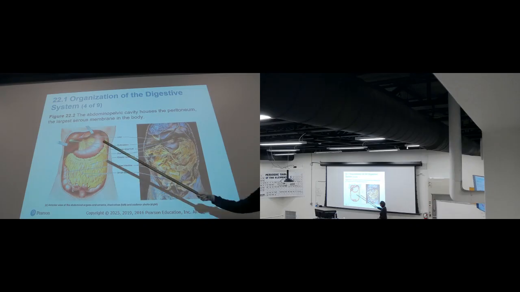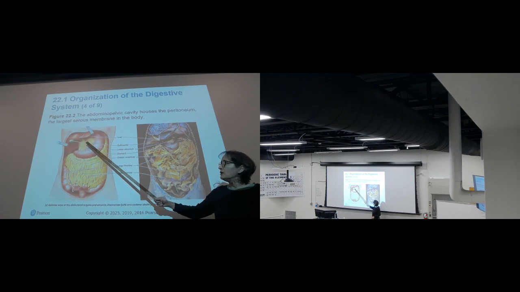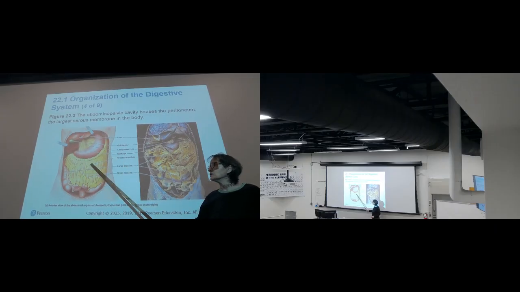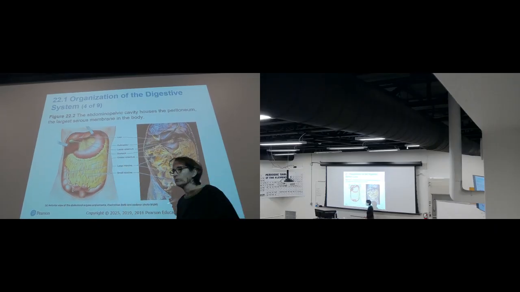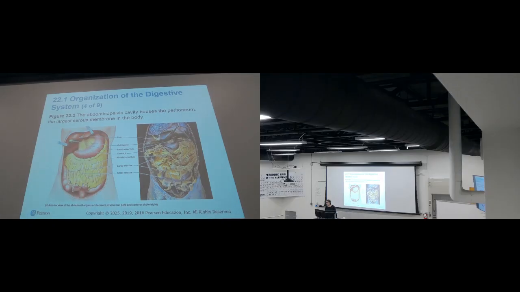And then again, here's the liver, right lobe, left lobe, gallbladder, and between the liver and the lesser curvature of the stomach, which is this, we have the lesser omentum. And this is the greater curvature of the stomach. So this is the greater omentum. So Professor, does the lesser just stay on top, or does it also go all the way down to the bottom? No, it stays up there.